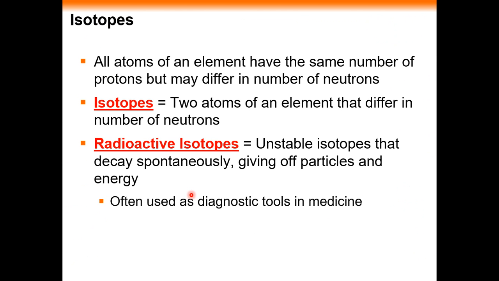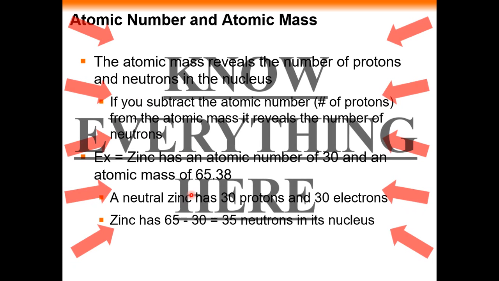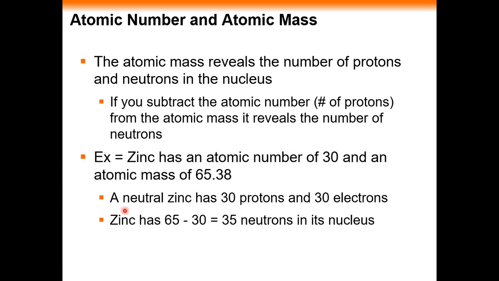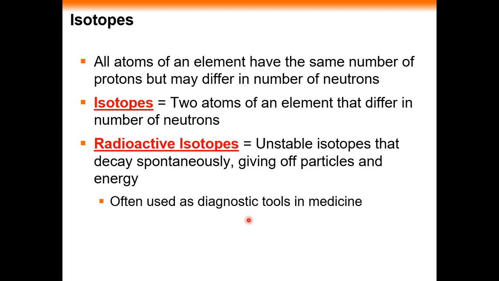We also said before that these elements can differ in the number of neutrons. And the ones that do that, we call them isotopes. So isotopes are elements that differ in the number of neutrons. So it doesn't always have to have the same number of neutrons. In this example, zinc has 35 neutrons. An isotope of zinc might have 34. An isotope of zinc might have 36. An isotope of zinc might have 37. These are the same element, but they differ in the number of neutrons.